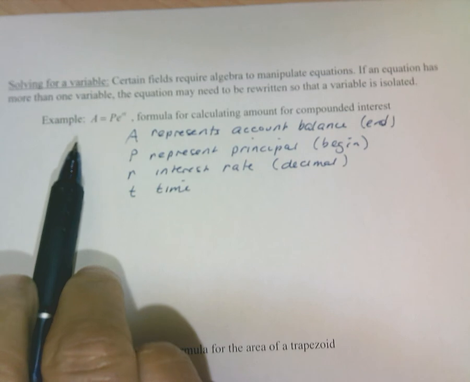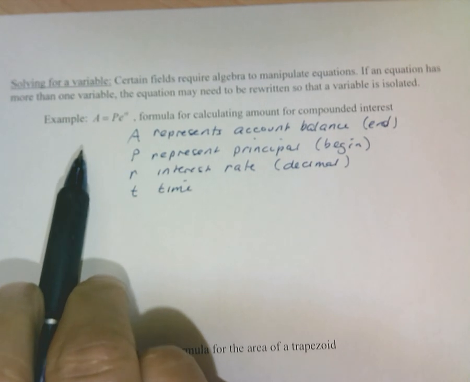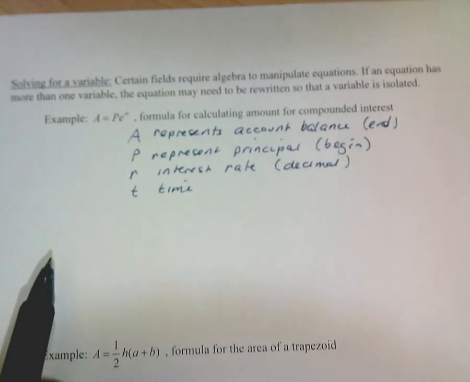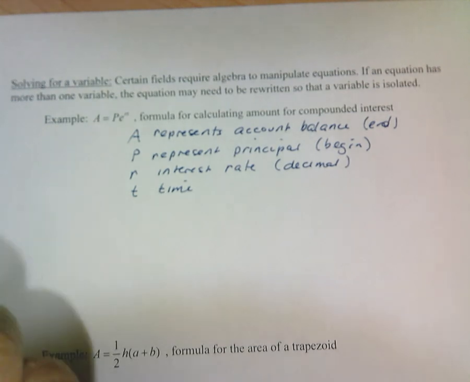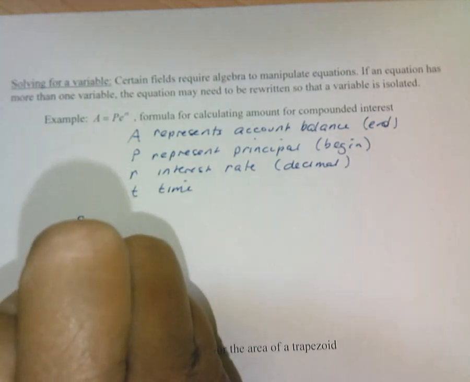This equation right now is solved for A, but I could solve it for P, I could solve it for E, I could solve it for R, and I could solve it for T. And you don't know this yet, but E is not a variable. E is actually a constant, but we'll talk about that later. So for right now, we're just going to solve for P.